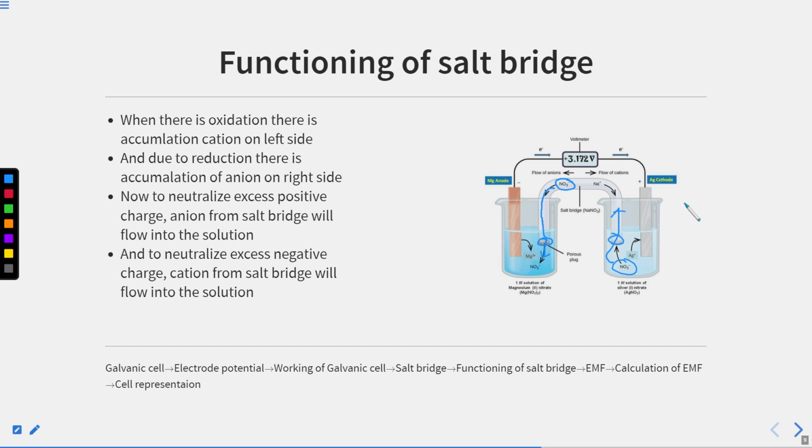So this is the function of the salt bridge. Its function is to neutralize the excess negative charge and the excess positive charge on both sides by facilitating an adequate amount of positive and negative ions. In this way it is neutralizing, and also it is completing the circuit in a way, right? So this is the functioning of the salt bridge.